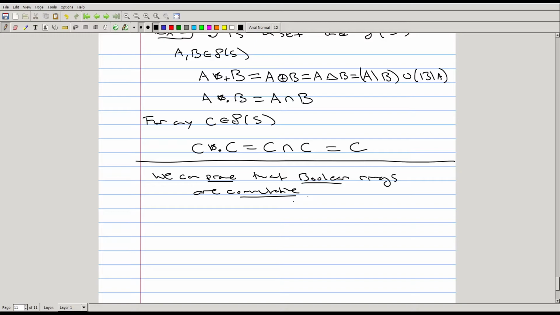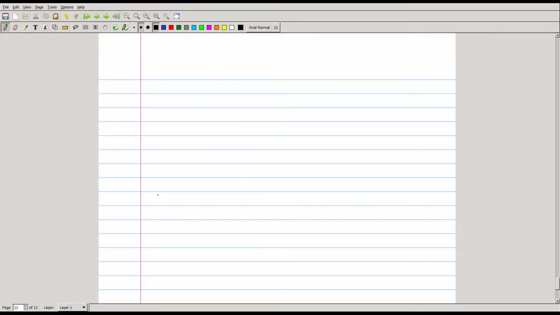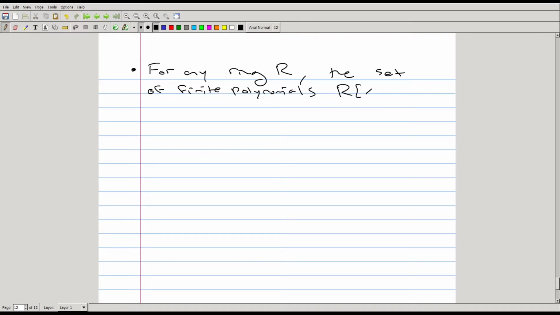For one more really important commutative ring, you can actually consider the set of general polynomials with coefficients that are in a given ring. So for any ring R, the set of finite polynomials on some symbol x.